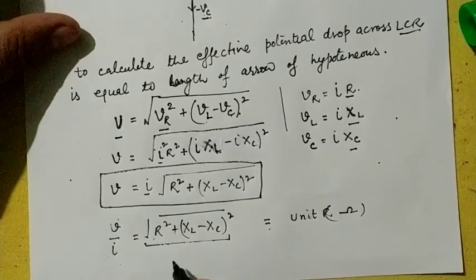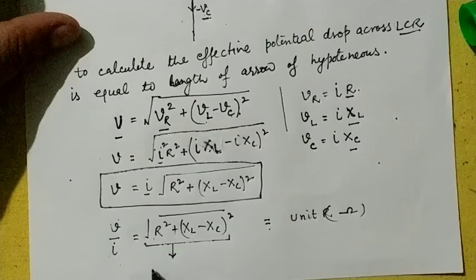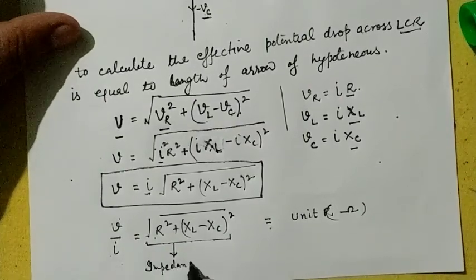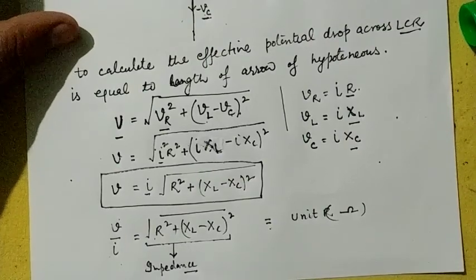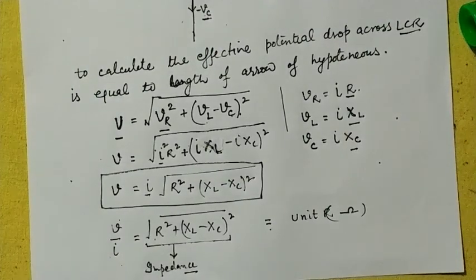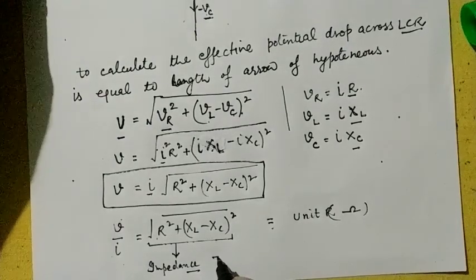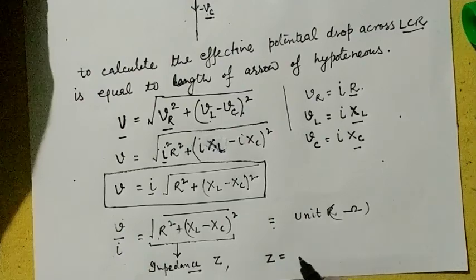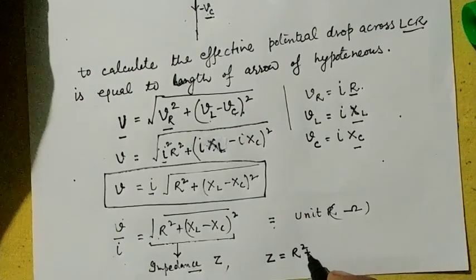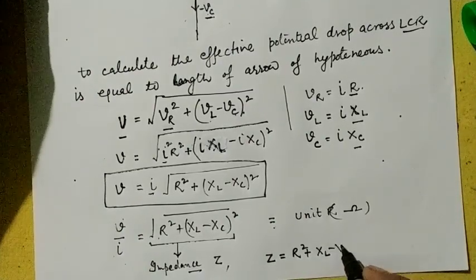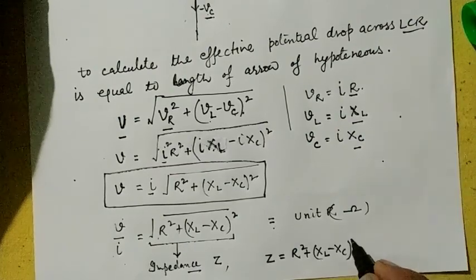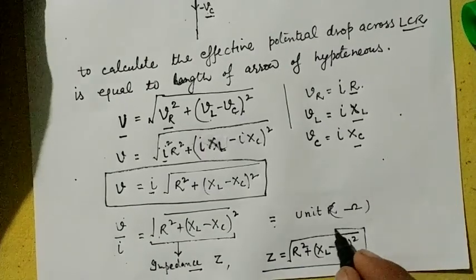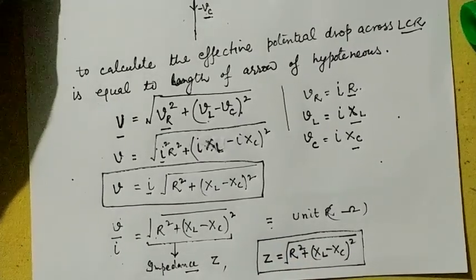So we can say that this term is defined as the impedance. This term is known as impedance, and we generally represent it as Z. So our impedance becomes Z is equal to the square root of R square plus XL minus XC whole square. So this is the impedance of an LCR circuit.